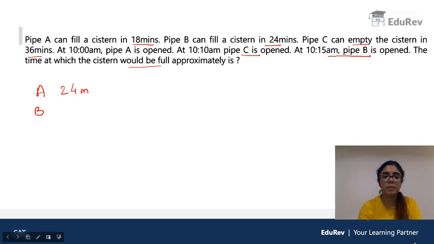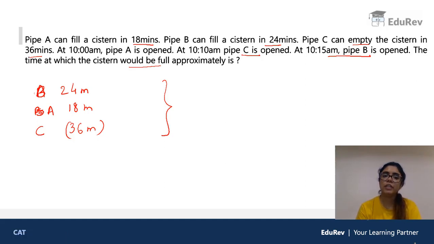B can fill the cistern in 24 minutes. A can fill the cistern in 18 minutes. And C can empty the cistern in 36 minutes. So 36 is going to be negative because it is empty. Now whatever data is given, we are going to take the LCM of that. So 36, 18 and 24. The LCM is going to be 72 units.